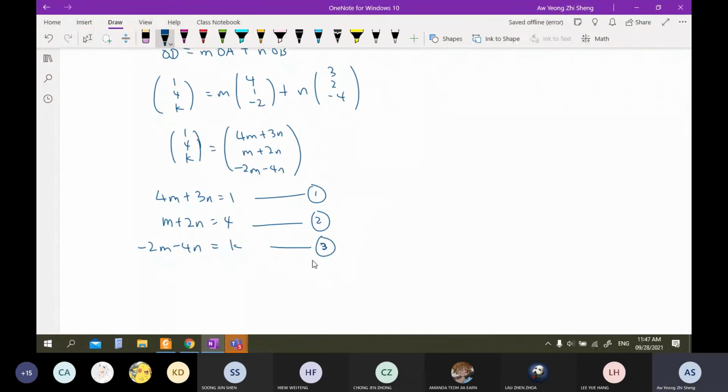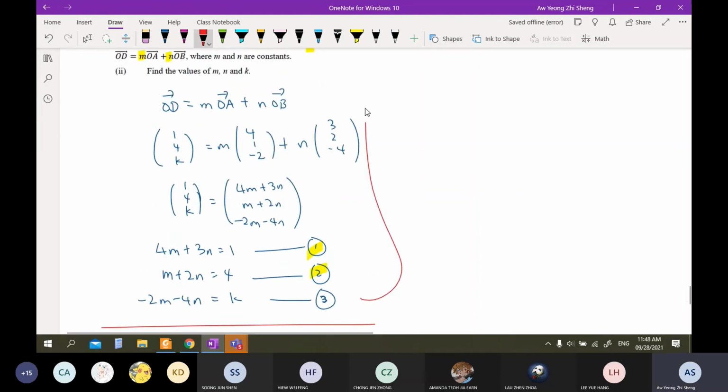Ideally, I would want to use 1 and 2 first. I don't want to involve 3 because equation 3 involves 3 unknowns, while equations 1 and 2 only involve 2 unknowns. So using 1 and 2 will be much easier. Whether you want to use the elimination method or substitution method is your choice. I'll just continue up here. From equation 2, we can make m the subject. Let's call this equation 4. Then you sub 4 into 1.